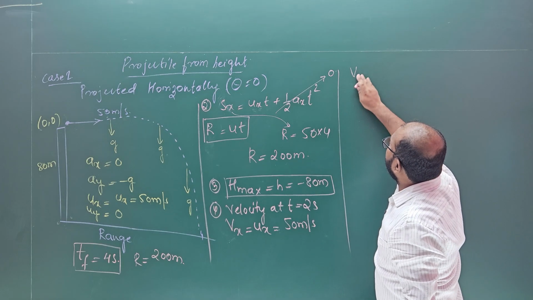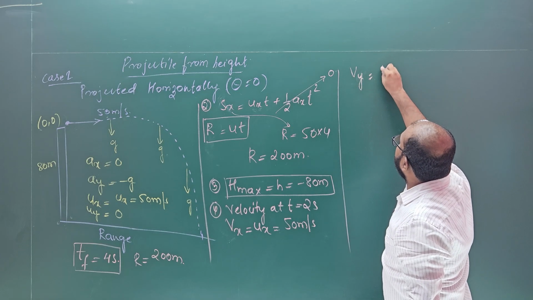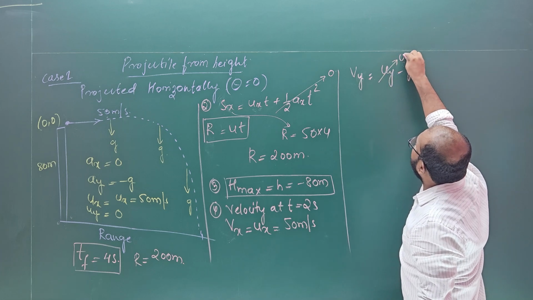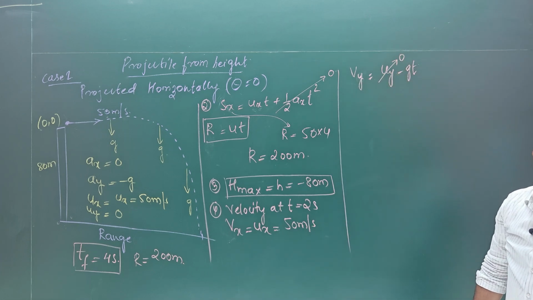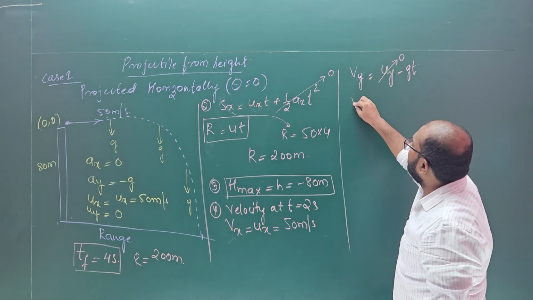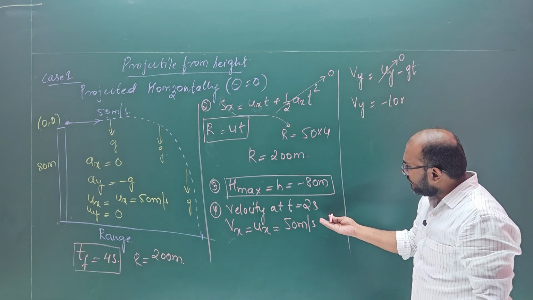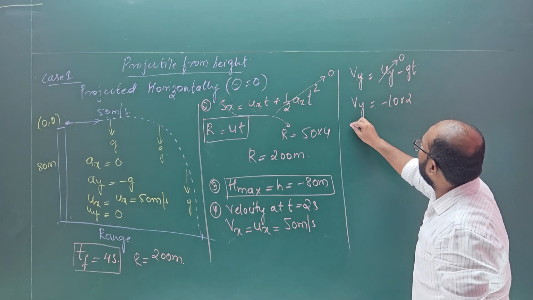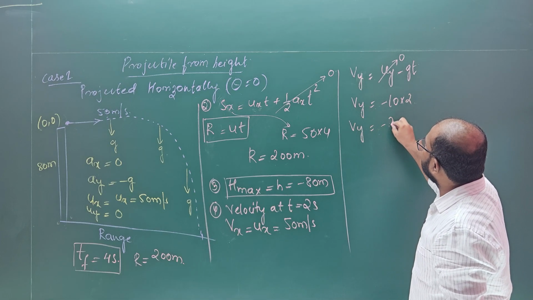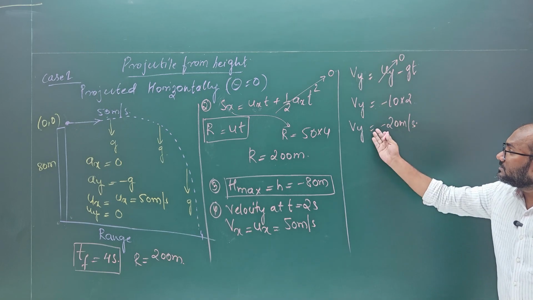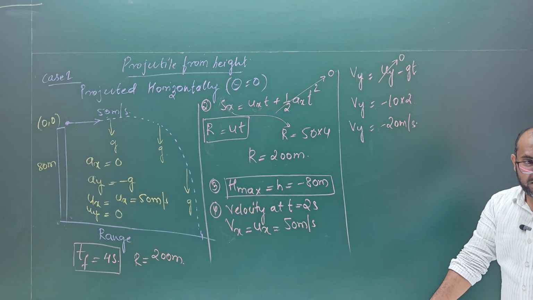So calculating the Vy value. Vy is nothing but Uy minus gt. The initial velocity in this case is 0 along the y-axis. So can I say that Vy is nothing but minus 10 into, let's say, the time we have chosen, 2 seconds. So the velocity along the y direction is minus 20 meters per second. What does this minus say? The downward direction. Yes or no?